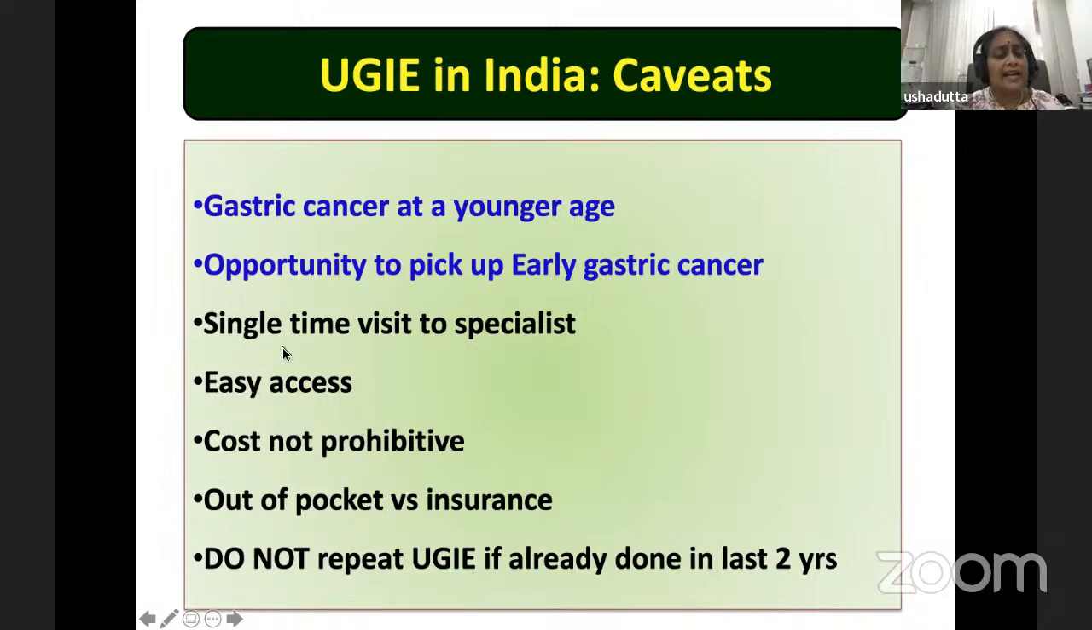Also, there is easy access to endoscopy. The cost of endoscopy is not prohibitive. And now with Ayushman Bharat also covering it for the poorer sections of our population, and even for out-of-pocket expense, it is not a very huge expenditure. So wherever it is indicated, upper GI endoscopy is useful. However, if you have had a patient who has had already an upper GI endoscopy in the last 2 years, there is no need to repeat it unless the symptoms have drastically changed or you're suspecting something sinister.